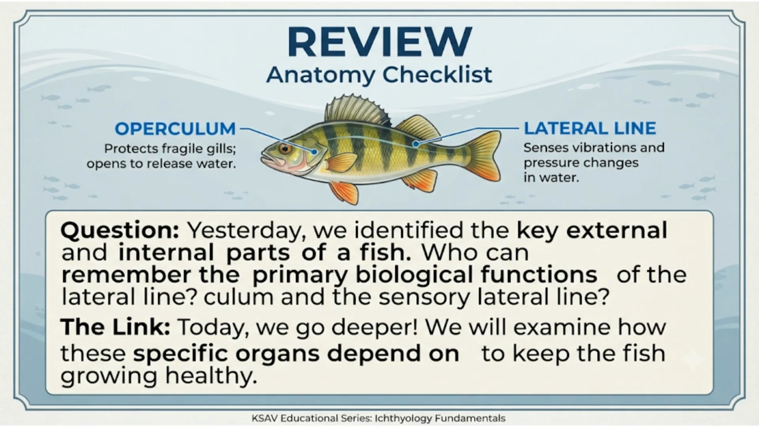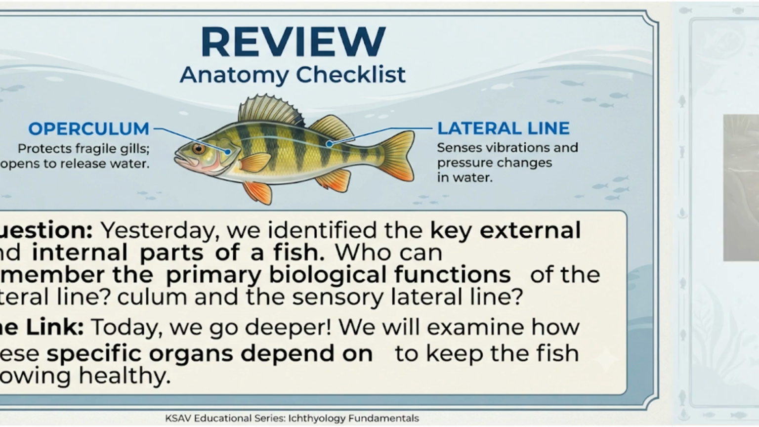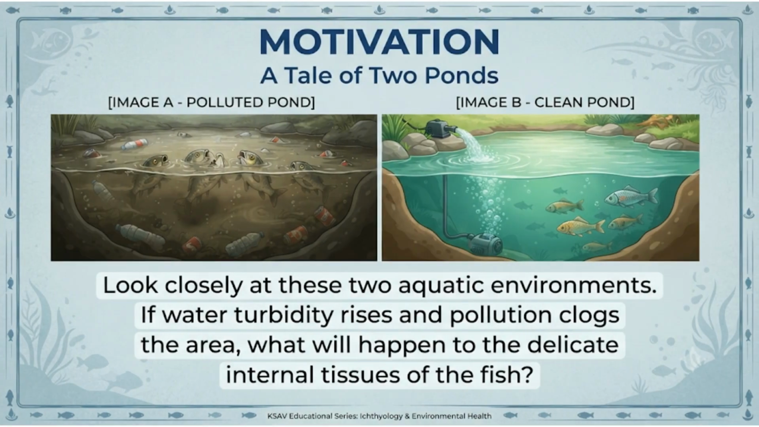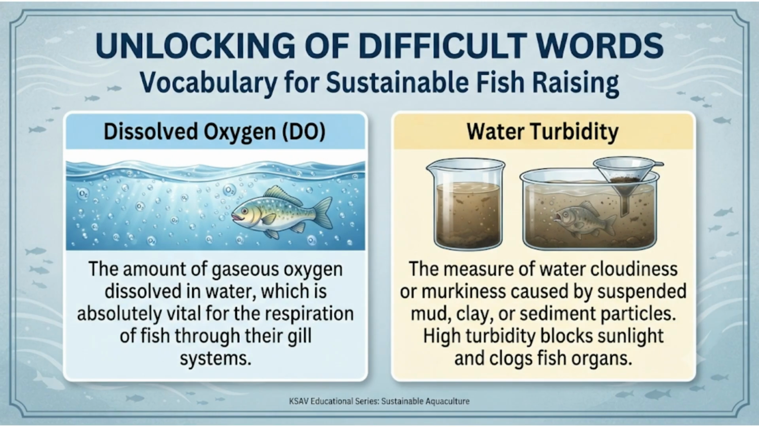Today, we go deeper to examine how specific organs depend on environmental conditions to keep fish growing healthily. Consider these two ponds. If water becomes polluted and turbid, what happens to the delicate internal tissues of the fish? The answer lies in the relationship between their biology and the water. To understand this, let's define two key terms: dissolved oxygen, which is essential for respiration, and water turbidity, which measures cloudiness caused by sediment particles.